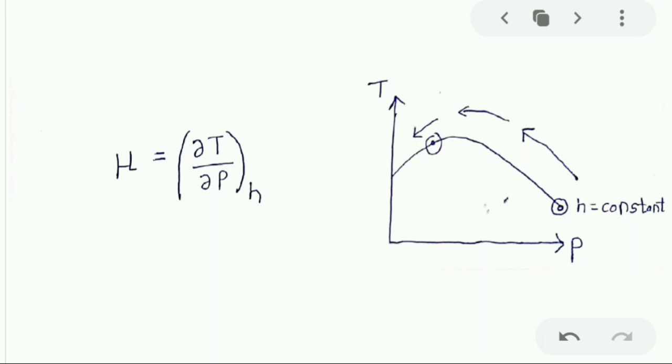And in what case will the Joule Thomson coefficient remain equal to 0? Can you guess? H1 equal to H2, CpT1 equal to CpT2. When does it happen? In case of an ideal gas. In case of an ideal gas, the Joule Thomson coefficient will be equal to 0. That means the temperature will remain constant, right?